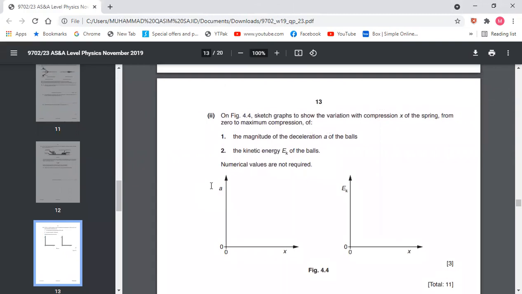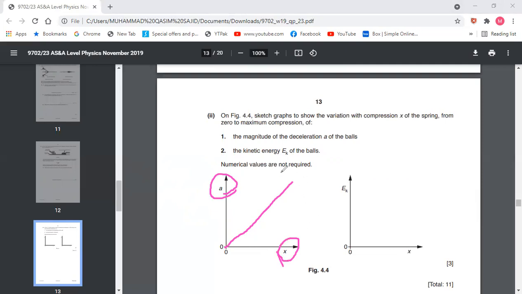Now, the magnitude of deceleration of a ball, that is a, of the ball. So, how to find the magnitude of it? Acceleration is directly proportional to the magnitude, that is the distance covered.